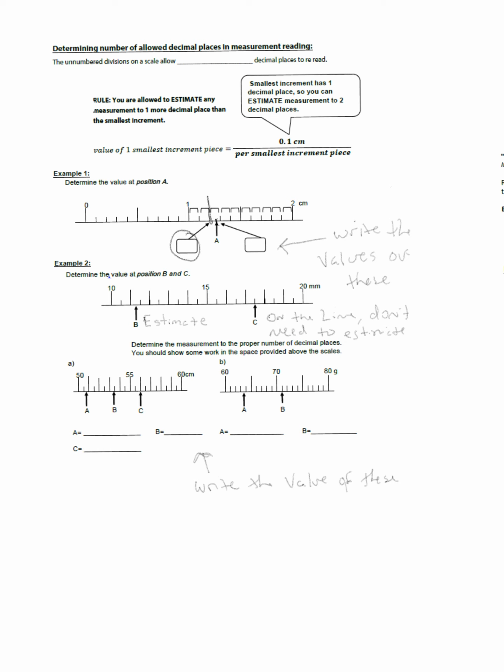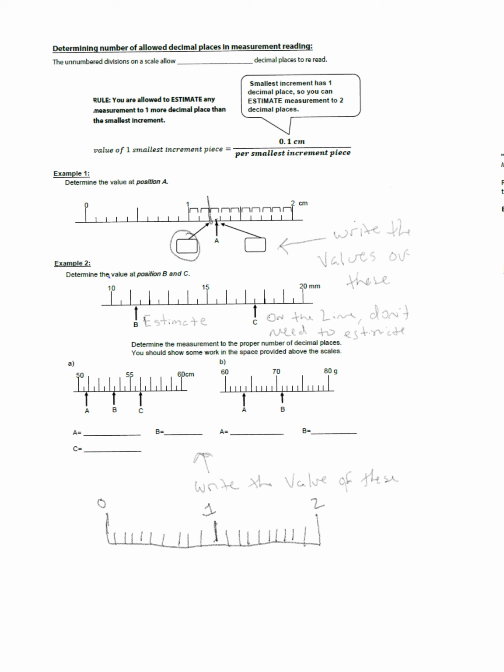Now, when I have a measurement, let's say I have a ruler here. So this is 0, 1, 2, and then I'm going to make 1, 2, 3, 4, 5, 6, 7, 8, 9, 10. So I have 10 divisions here. 2, 3, 4, 5, 6, 7, 8, 9, 10. They're not even, but just pretend they are.